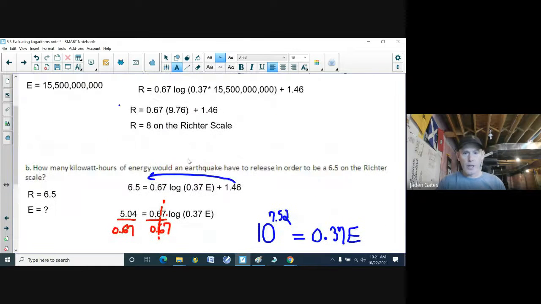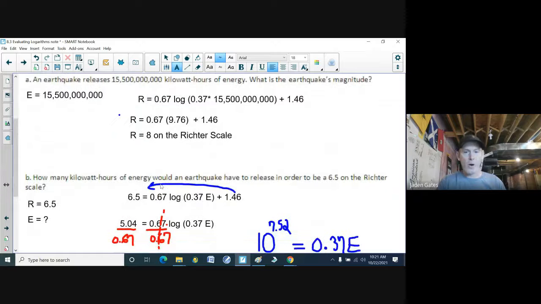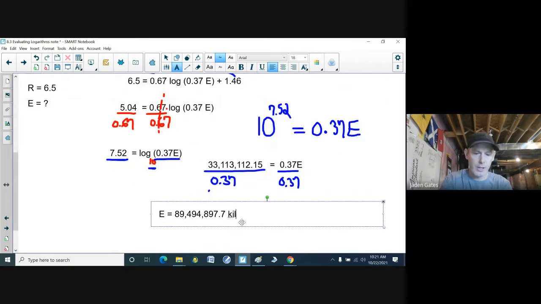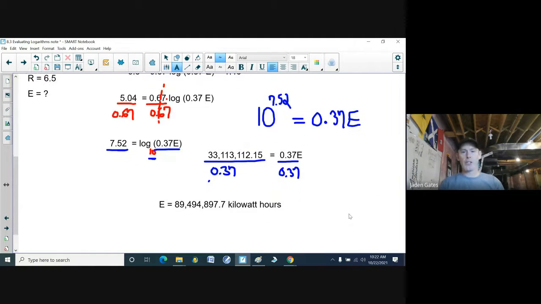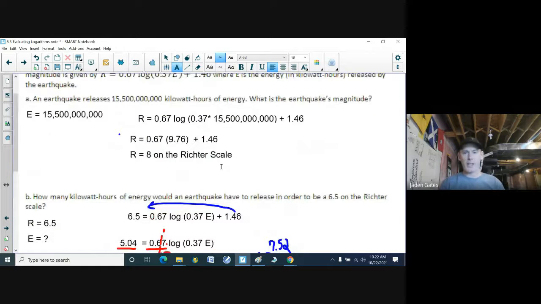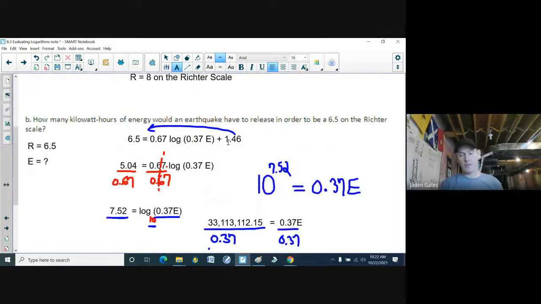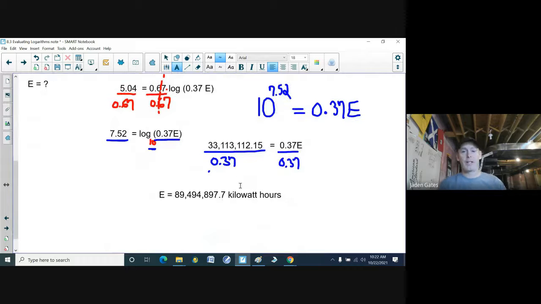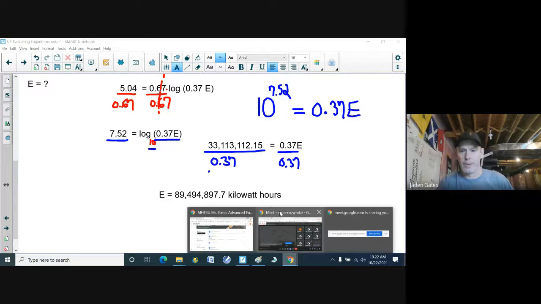What are our units here? Kilowatt hours. And there we go. So that's how much energy, and that is less than an 8, because again, more energy, bigger earthquake. And there is a ton of energy there. But again, we couldn't solve this equation unless we take it from logarithmic form and then flip it into exponential form. That's the key there.